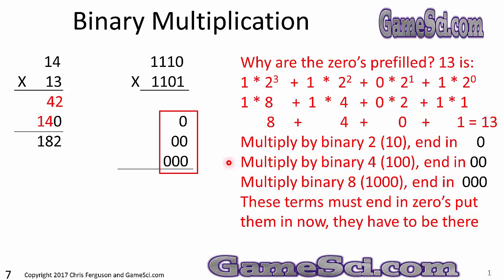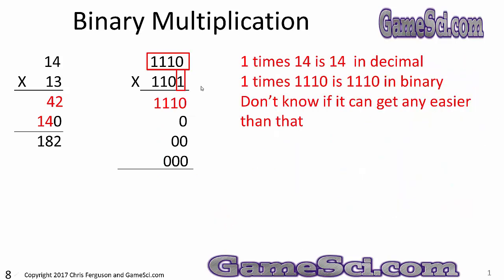When you multiply by binary 4, 100, the result must end in 00. So I pre-fill those two zeros. When you multiply by binary 8, 1000, the result must end in 3 zeros. So I pre-fill the 3 zeros. Those terms in the multiplication must end in zeros. Let's put them in now. They have to be there.